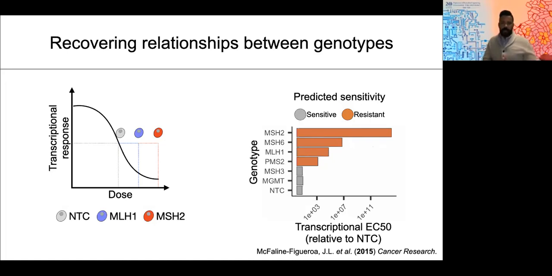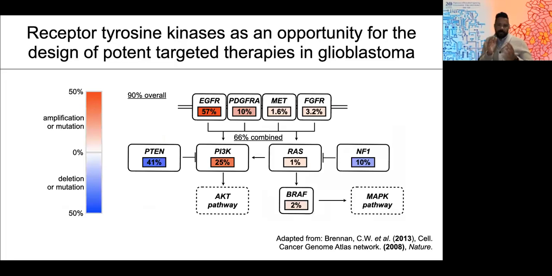So now, for the very last bit of this talk, I want to show you how we're going forward to take some of these approaches and our combined chemical and genetic screens to tackle a much bigger problem in the context of glioblastoma. And this goes off of this observation of receptor tyrosine kinases as what at some point seemed to be a very good opportunity for the design of potent targeted therapies in the disease. And what do I mean by this?